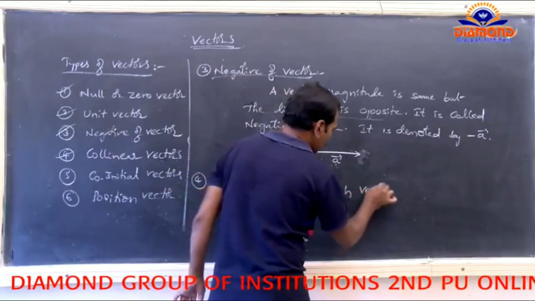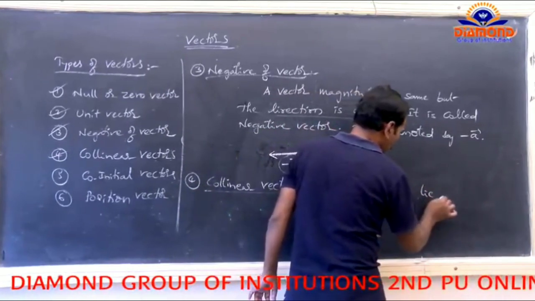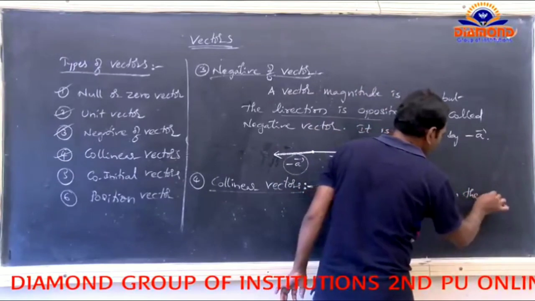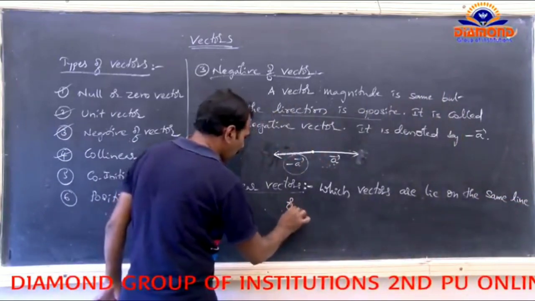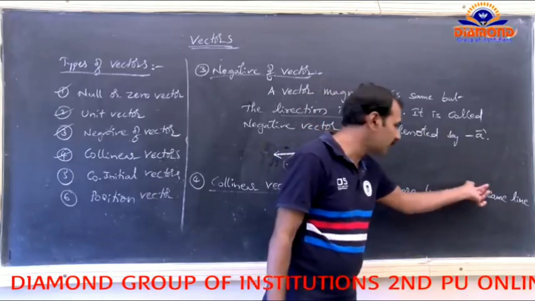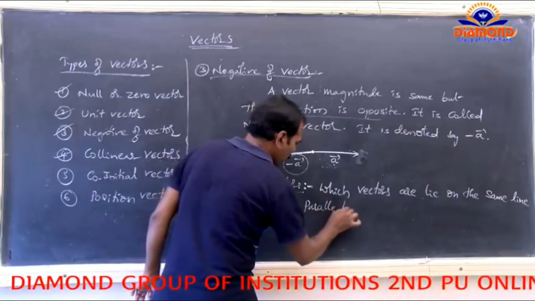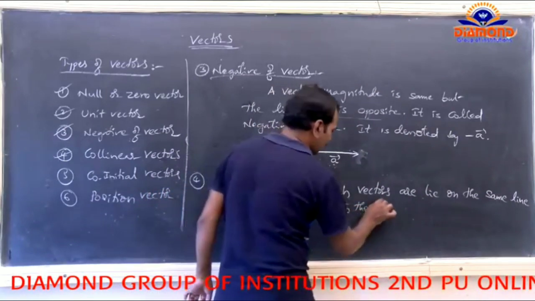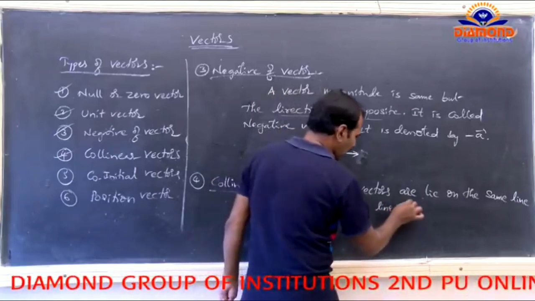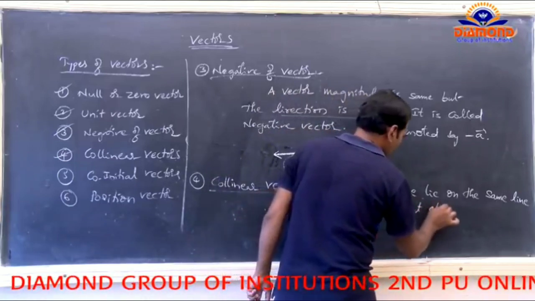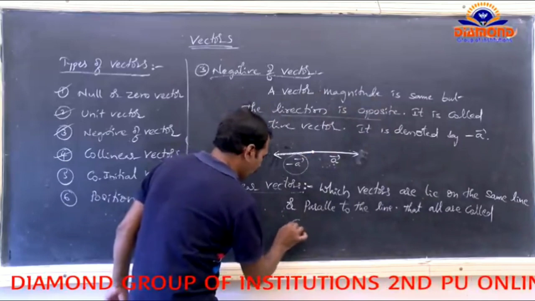Which vectors lie on the same line or are parallel to the line? That all are called collinear vectors.